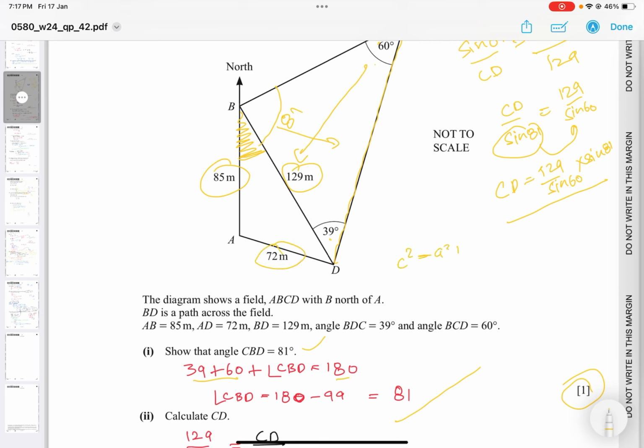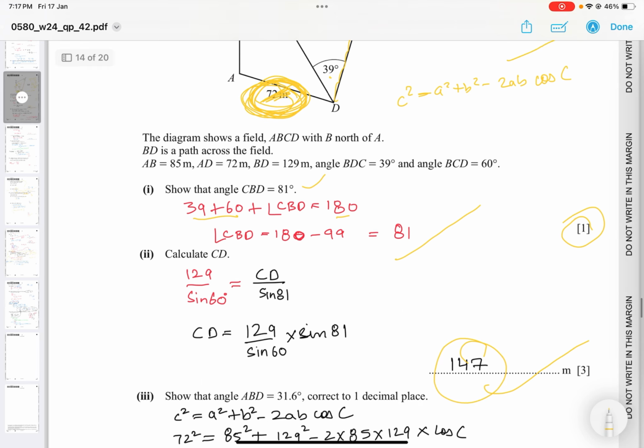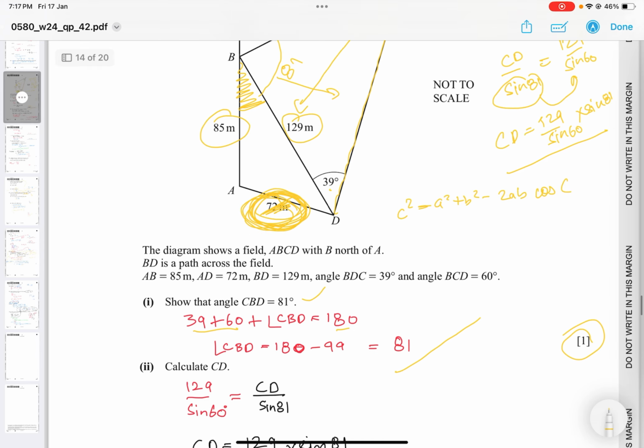C square equals A square plus B square minus 2AB cos C. Now over here, this is our C square, C is 72, I am circling it. Yes, this is C square. These are our side 85 square plus this is our A, this is our B, this is our C, this is our cos C.